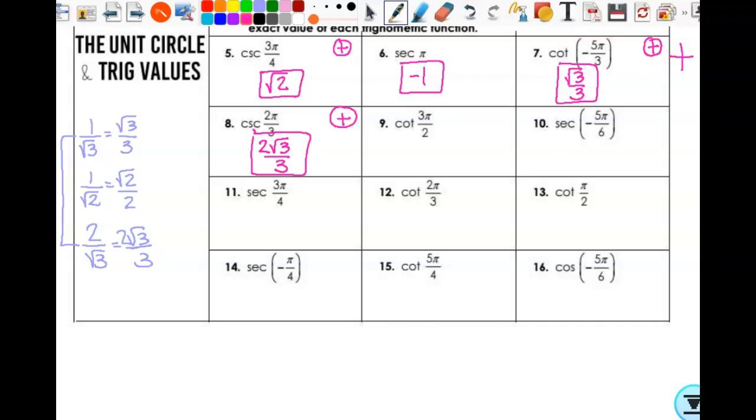It's a quadrantal. So what is the tangent of 3 pi halves? Undefined. So the cotangent is 0. Good job.